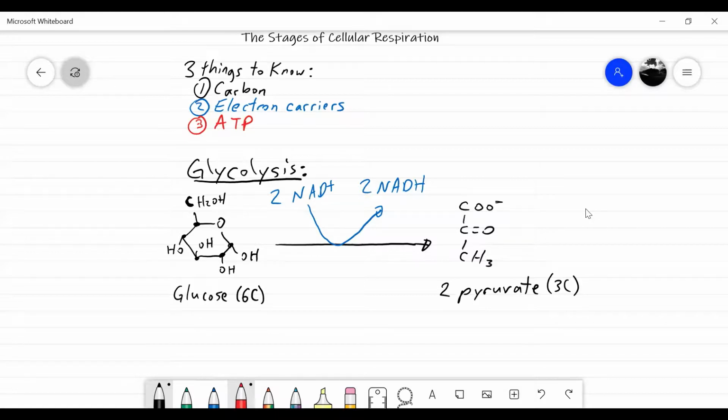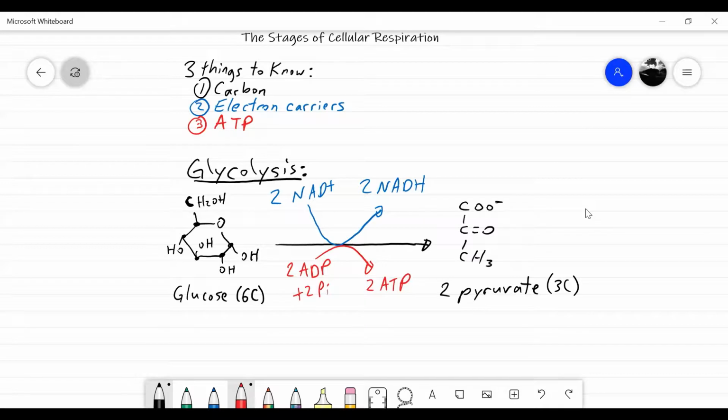So for ATP, I'm not going to talk about putting in 2 and you get out 4. I'm just going to talk about the net. And so the net is we're making 2 ATP. So to make 2 ATP, we need 2 ADP, and we need 2 of those little inorganic phosphate things, so we call that Pi. And then we're going to make 2 ATP. So there's kind of glycolysis in a nutshell.